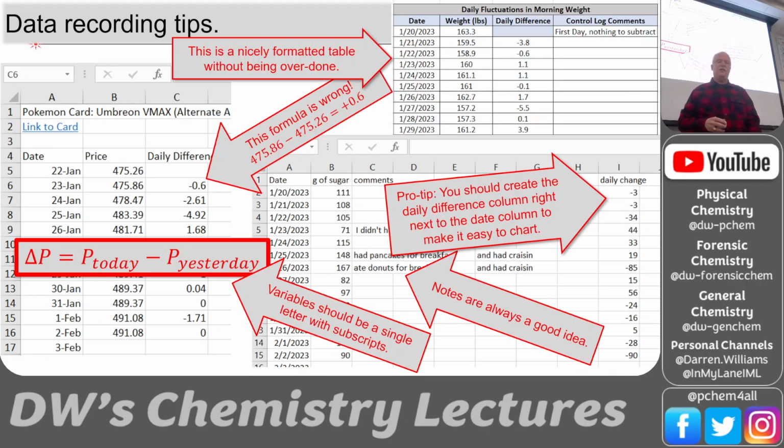So up here, this is a nice chart. It's nicely formatted without being too crazy, multiple colors and all kinds of stuff. You don't have to do all of that. It's your page, but you don't have to go overboard with all of the fanciness. And notice how they've got a nice little gray box and a note that says first day, nothing to subtract. So then they start calculating the difference on the second day and so on. If any of this raises a question, just raise your hand.